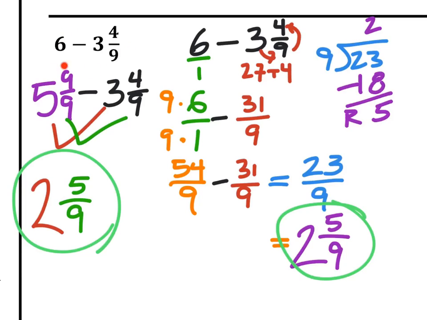Just because there was some borrowing on this one, because originally it would have been 6 0/9, I guess, if you want to write that as a mixed number. But by changing it to 5 and 9/9, then we have enough to take away 4/9 from it.